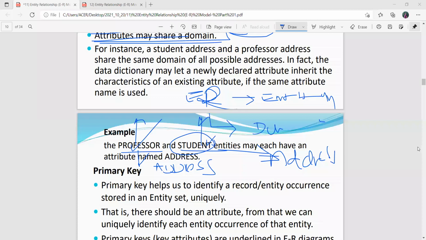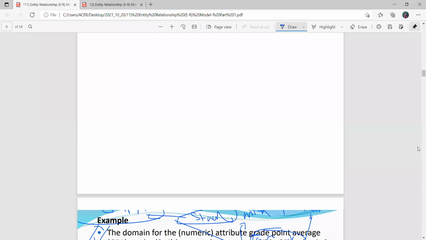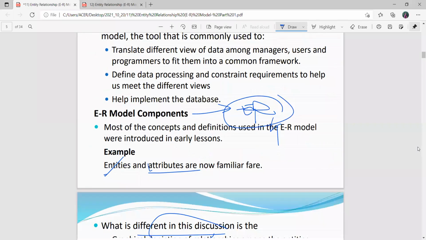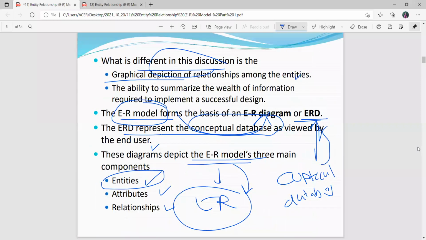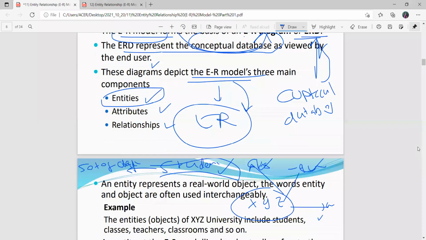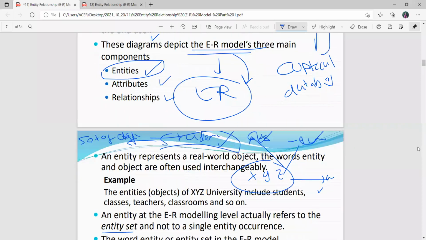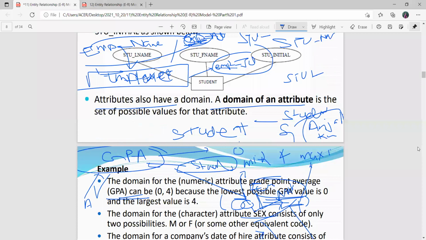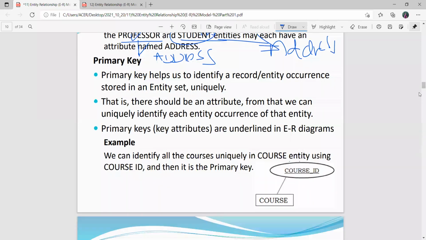Okay. Is it clear now? Do you have any questions up to now? This is about ER modeling. Now we already discussed entities and attributes. Do you have any questions about these entities and attributes? Yes or no? Before moving to primary key, do you have any questions? No, madam. Okay, then let's move on to the primary key.